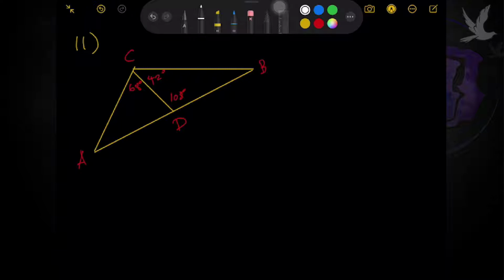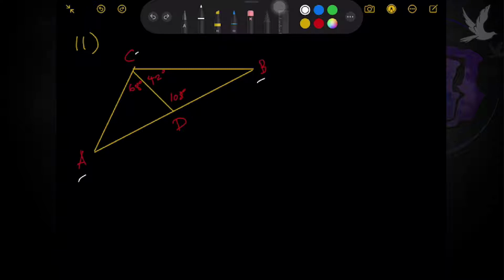ABC is a triangle. So parang nagkaroon lang din ng another triangle because of this line CD over here. Okay, parang nag-form ng another line. So, it says there that ADB is a straight line. So, ADB is a straight line. Okay? So, straight line daw yan.